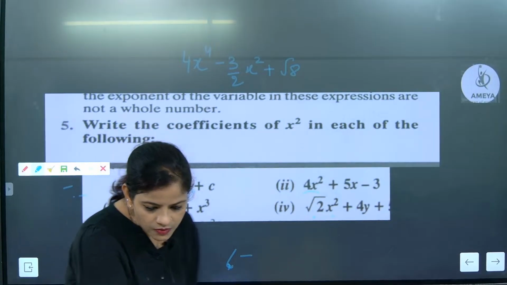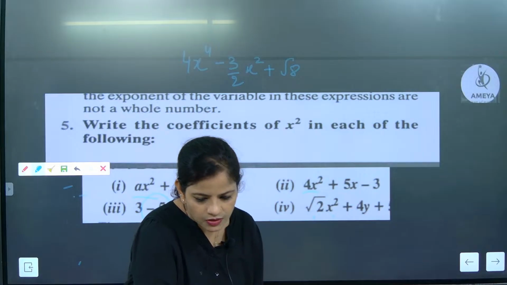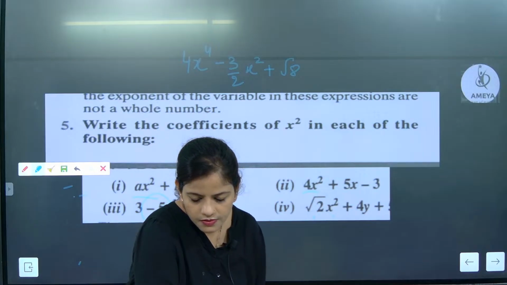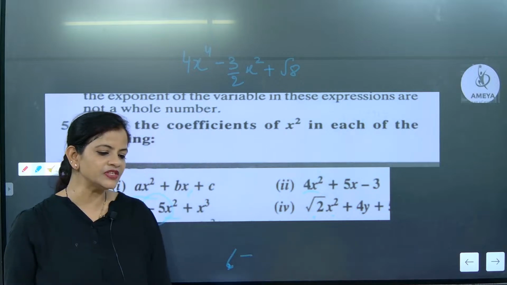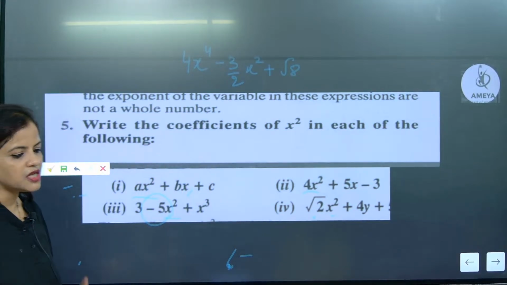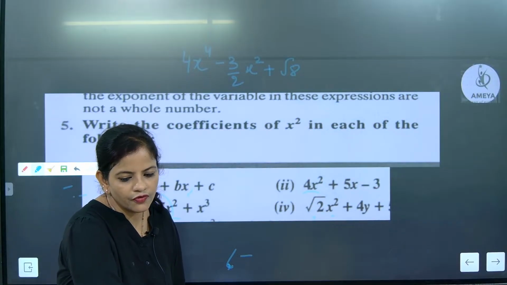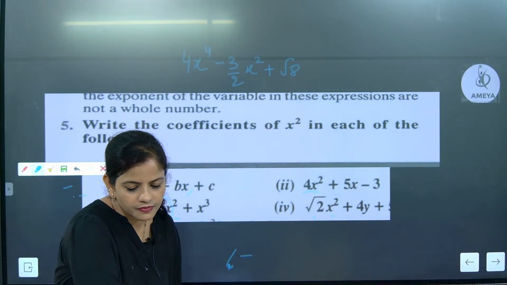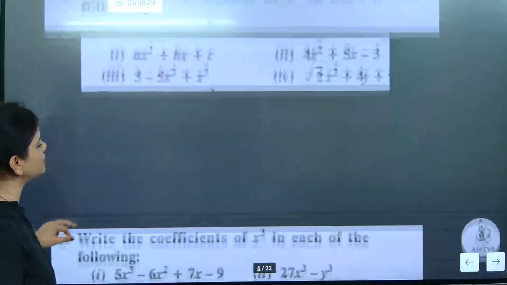What happened, beta? Can you see the screen? Everybody's screen is visible. Just go again and join again as live. Then you will be able to see. Beta, so shall we go for the next question, please?